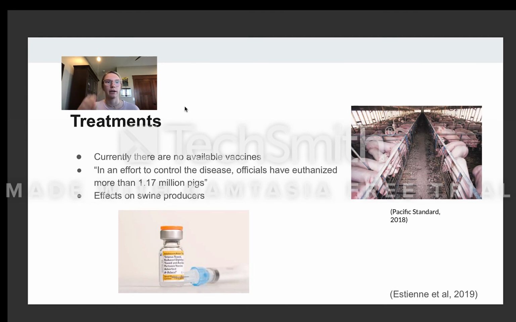Currently, there are no available vaccines to help stop the outbreak of African swine fever. Without a vaccination, it is critical that extraordinary measures are taken to keep the disease out of America. In an effort to control the disease, officials euthanized more than 1.17 million pigs across the country. A major way of trying to manage an outbreak is the depopulation of all swine believed to have come into contact with other infected pigs. With large amounts of swine being euthanized, it will hurt swine producers financially and economically.